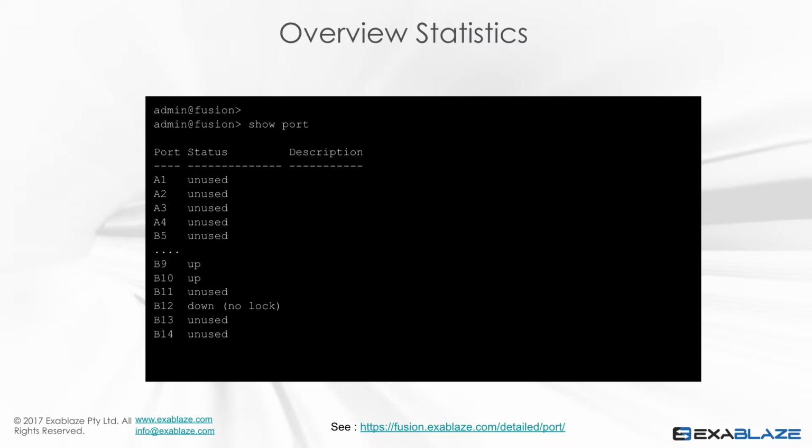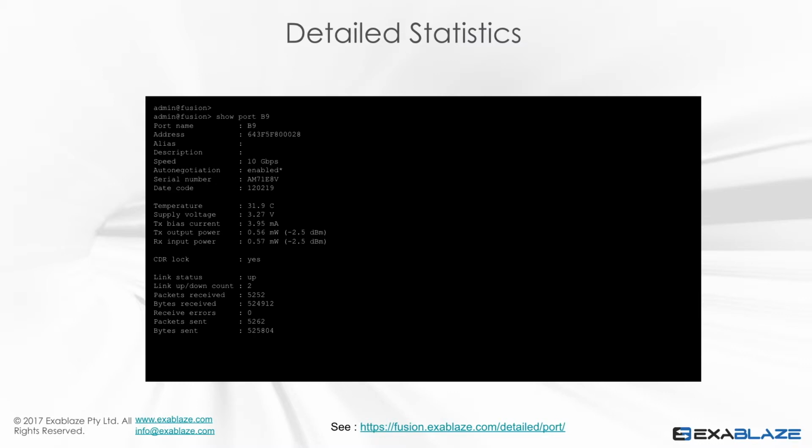To obtain overview statistics is quite easy. Simply issue the show port command, and note that this does not need to be done in configuration mode. To obtain detailed statistics, use the same command, but this time supply a port. In this case, show port B9. The result of this command is very detailed statistics about the given port.